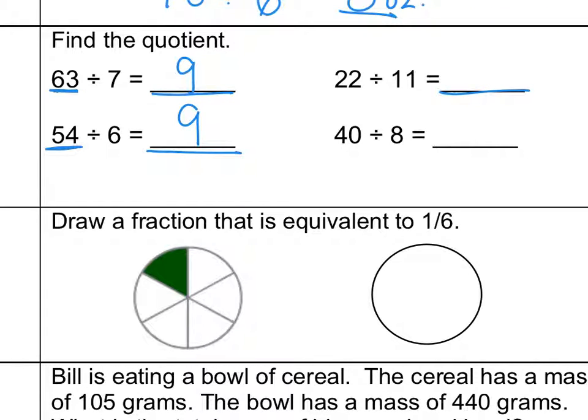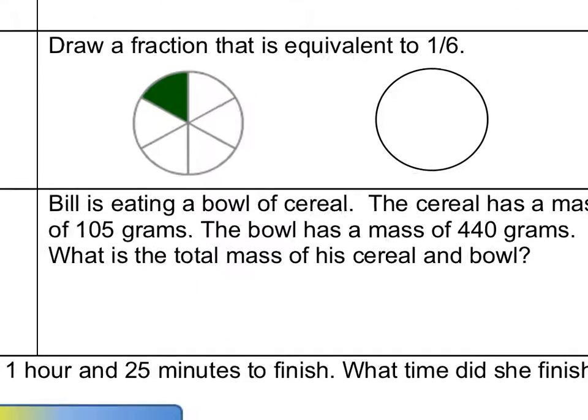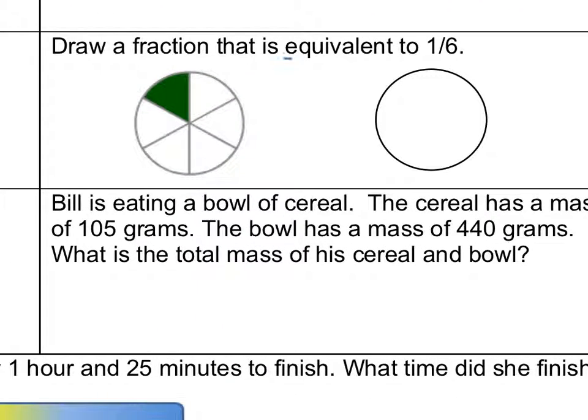Something times 11 is 22. That would be 2 sets of 11 equals 22. And something times 8 equals 40. I know it's either going to be a 5 or a 10. And 4, it's 4 times 10 that's 40, but this is an 8, so it's going to be 5 times 8 is 40. Draw a fraction that is equivalent to 1/6.